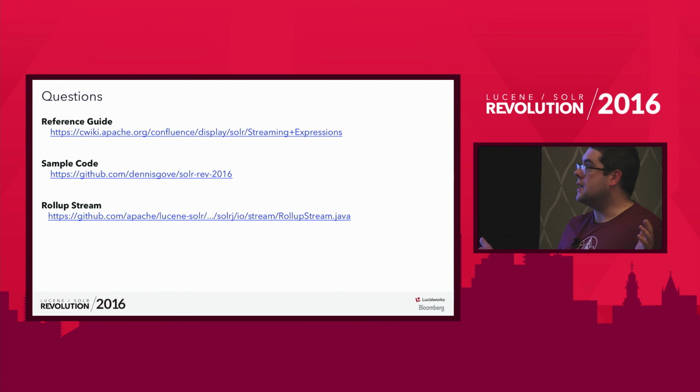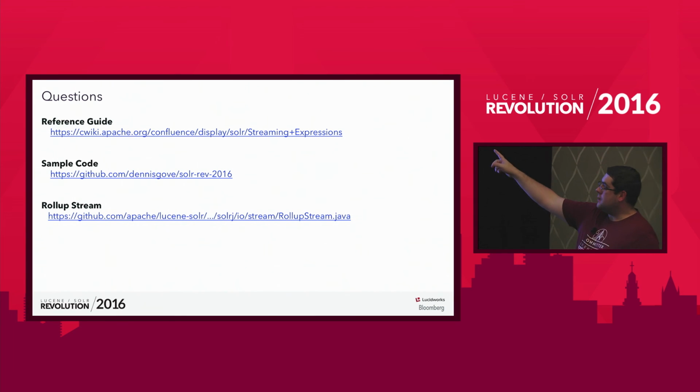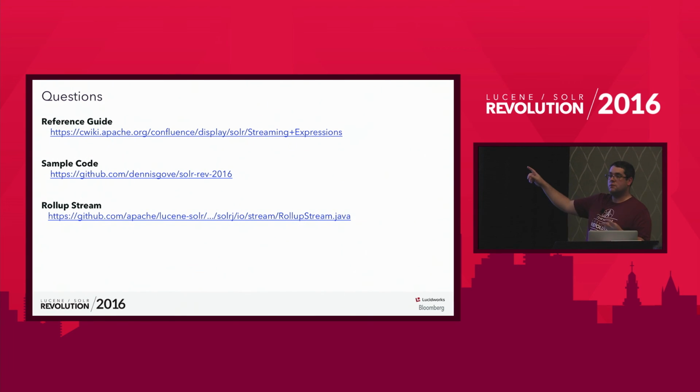All right, so I'll take some questions. We just ran out of time, but I'll stay around for some questions. The reference guide has a link. We've got sample code for the three streams that we looked at the read function for. I've put them on GitHub so you can look at the full class implementation, and then a link to the rollup stream in the main Solr GitHub.